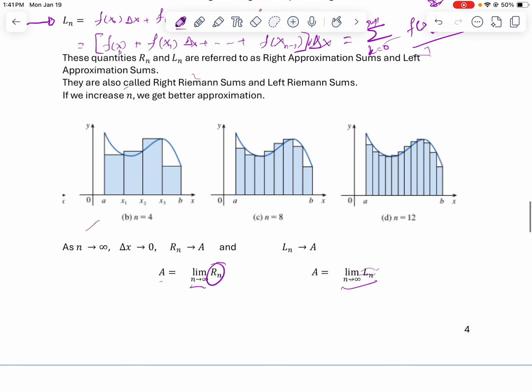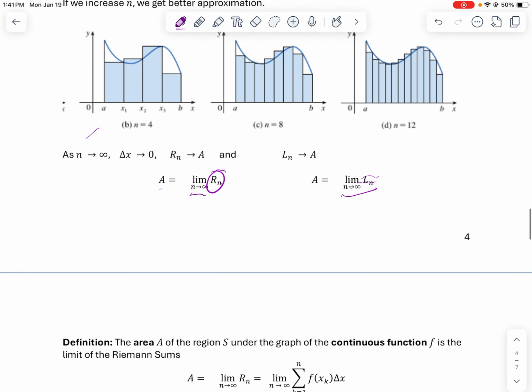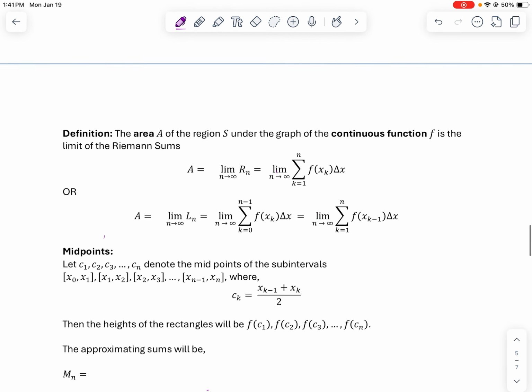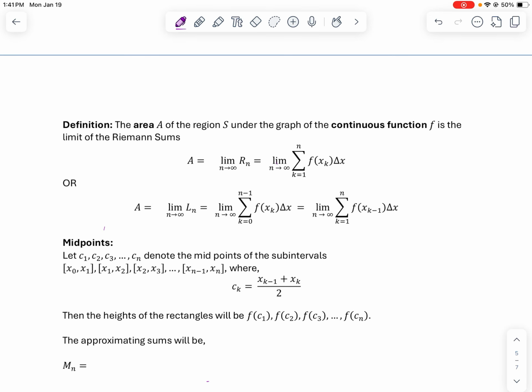So now we use this intuition to define what we mean by the area of a region under a curve, or how we can find the area. It says the area A of the region S under the graph of the continuous function f is the limit of the Riemann sum. So now we are defining the area as the limit of the Riemann sum.